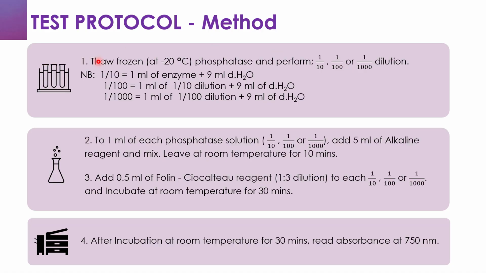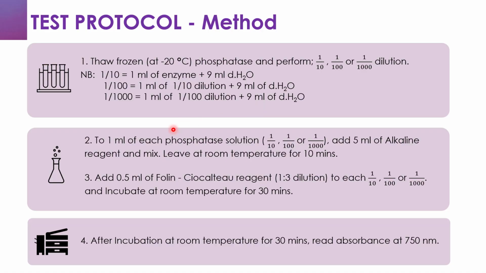And what you also have to note is that if you want to perform this dilution, this is how it's done. For the 1 in 10 dilution, we pick 1 ml of our crude enzyme and add it to 9 ml of distilled water. To perform the 1 in 100 dilution, we pick 1 ml of the 1 in 10 dilution and add it to 9 ml of distilled water. And to perform the 1 in 1000 dilution, we pick 1 ml of the 1 in 100 dilution and add it to 9 ml of distilled water. So this is basically how the dilution is going to be.